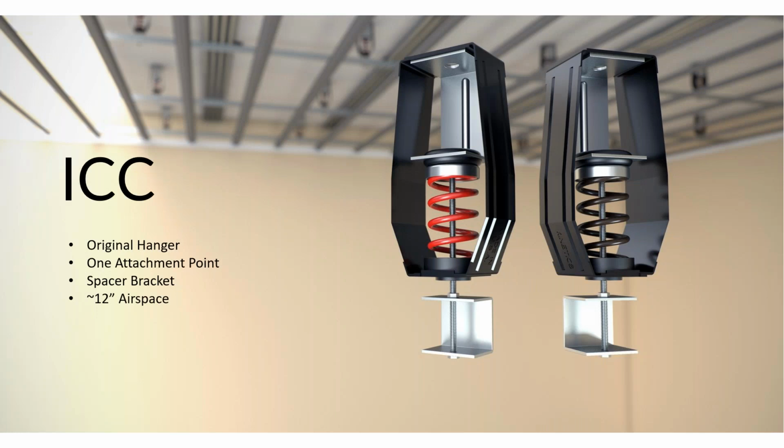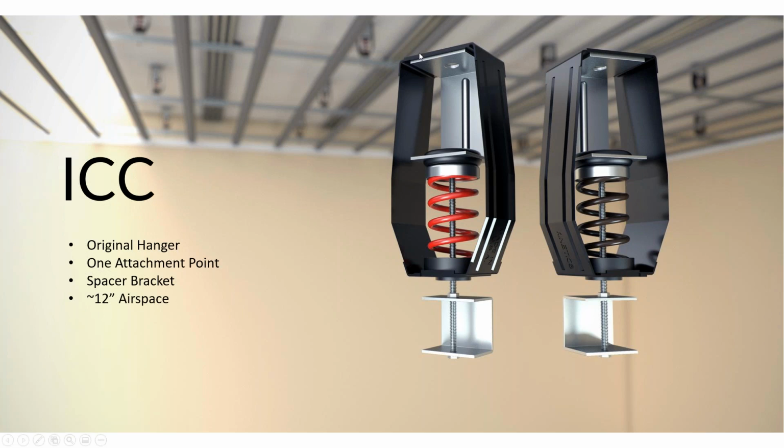The first hanger we're going to look at is the original hanger. As far as I can tell, talking to all the historic folks in the industry, this was the first hanger that was modified to do ceilings. It has one attachment point up here. You can go right to the deck or come down off a threaded rod.